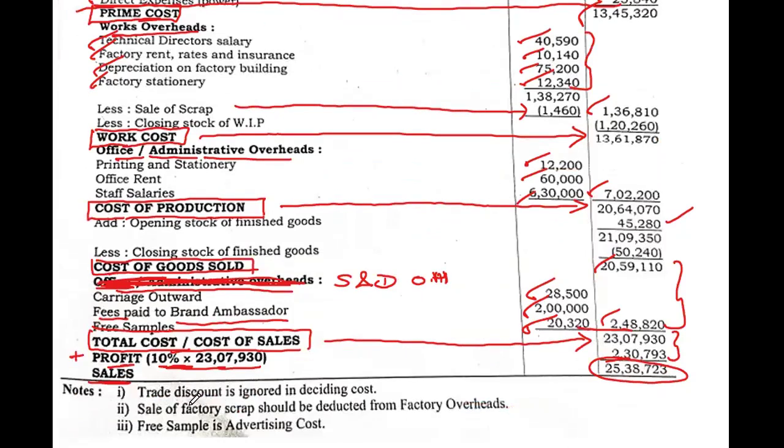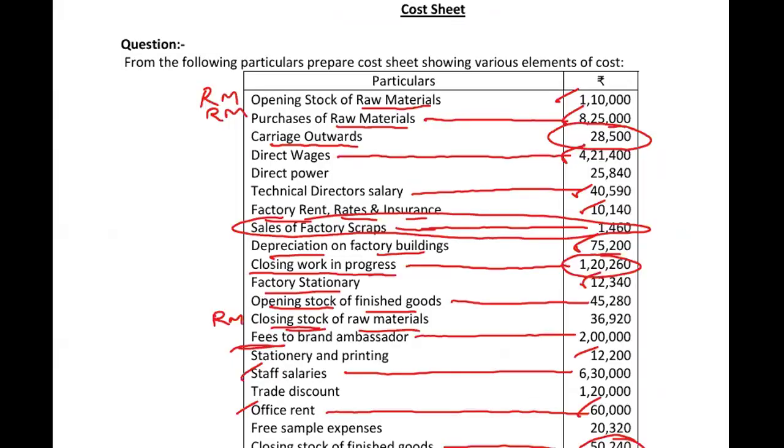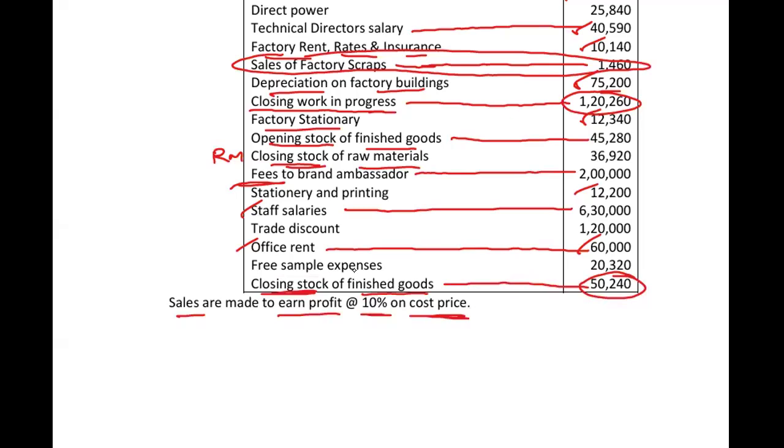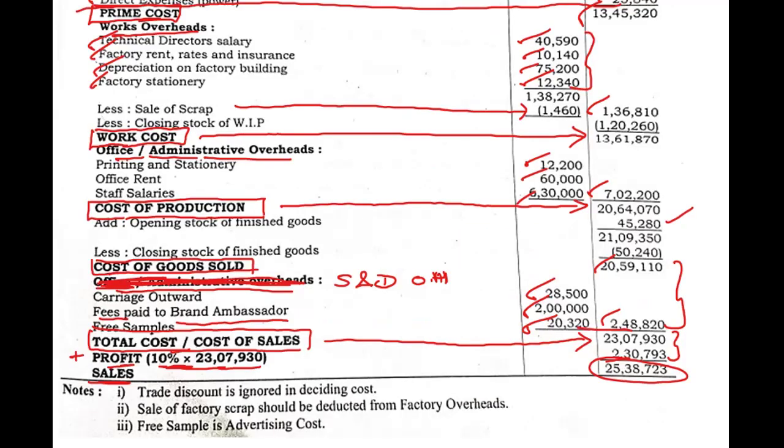Some working notes we can also write. Trade discount is ignored in deciding the cost. In the question, one piece of information was given: trade discount is never recorded in the books of account, therefore this trade discount is ignored in the cost sheet. Next, sales of the factory's scrap will be deducted from the factory overheads, because scrap means it is income. It will not increase the cost, it will reduce the cost. Therefore, we will deduct it in the factory overheads. And free sample is considered advertising cost, therefore it is taken in the selling and distribution overheads.